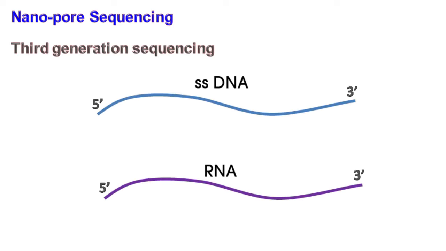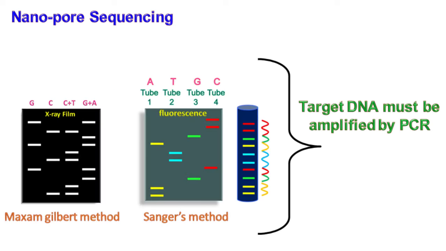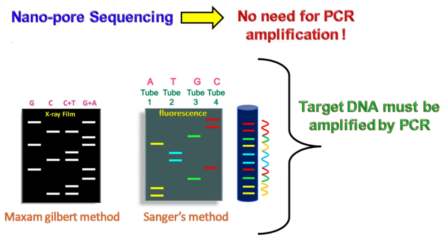Nanopore sequencing is a third generation sequencing method used for the sequencing of biomolecules like DNA and RNA. Most of the DNA sequencing methods require the target DNA to be amplified by PCR. However, nanopore sequencing method can sequence single molecule of DNA or RNA without the need of PCR amplification.